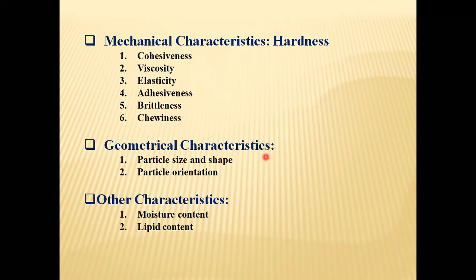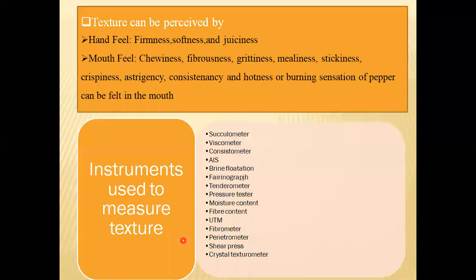Then the geometrical characteristics depend upon the particle size and shape, and their orientation is also important. Now, other characteristics indicate, for example, the moisture content or the lipid content. These are also important, and directly or indirectly they define the particular texture of that food product.